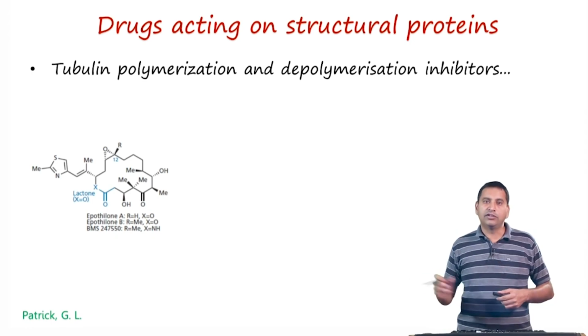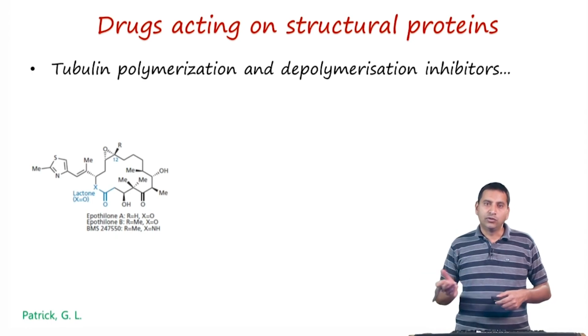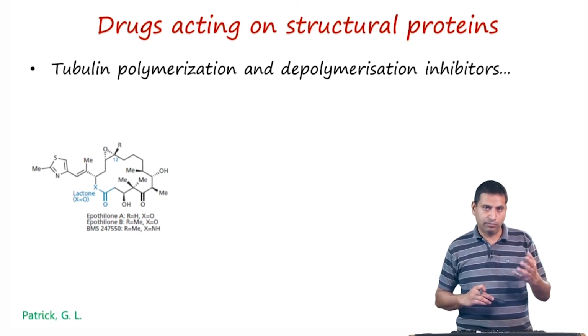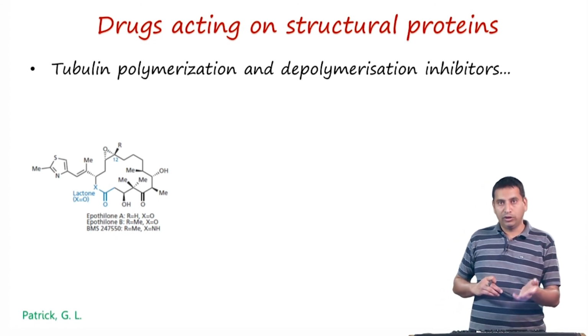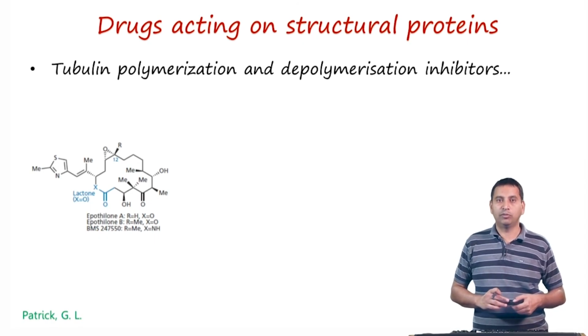There is a large class of drugs which act on structural proteins. Again, this is something that we have discussed previously. There are ways in which you can inhibit tubulin polymerization, or you can also inhibit depolymerization. Here is the structure of epothilone, which is a depolymerization inhibitor.